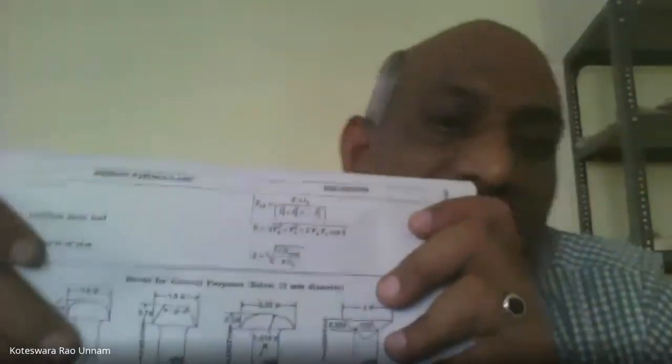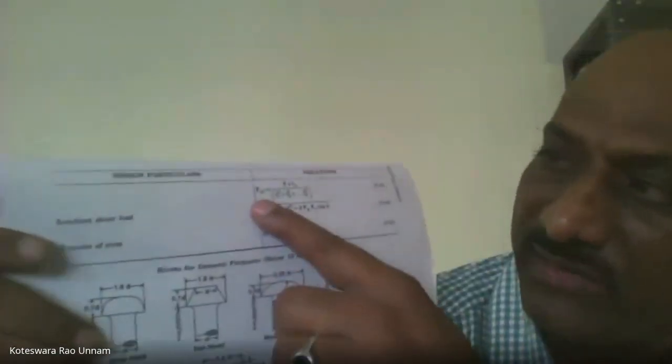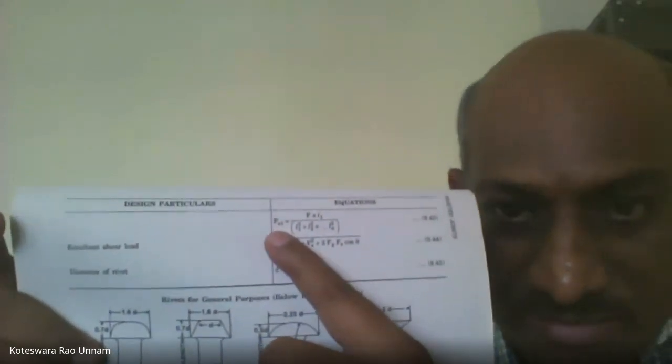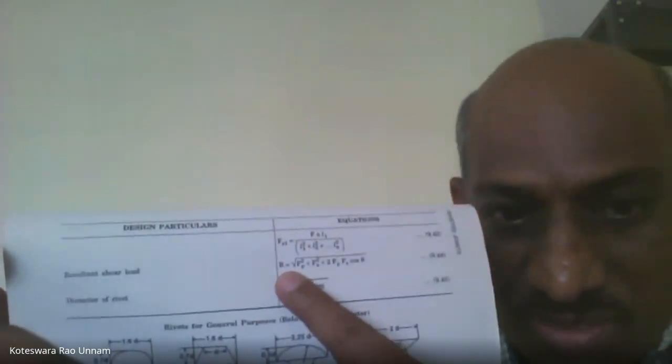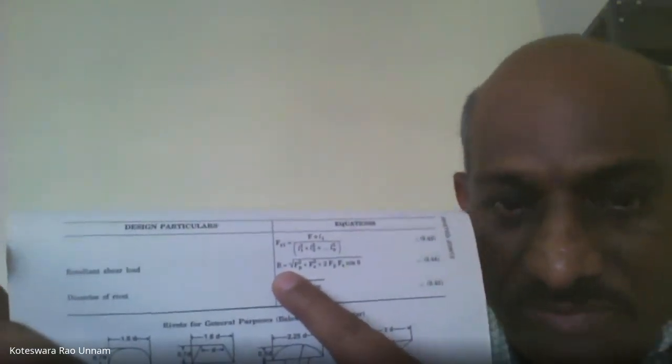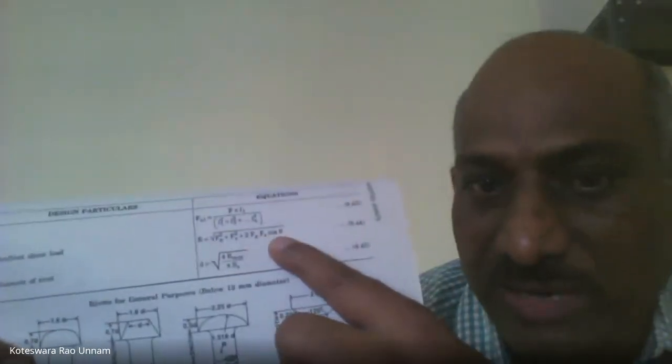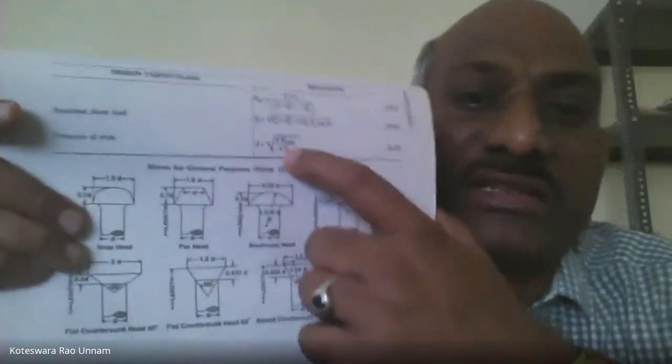Then if you turn to the next page, he has given the formula for the first rivet, what is the formula for Fs1? And similarly, he has given the formula for how you can find out the resultant shear force. So this is the formula for resultant shear load. Then he has given how we can compute the diameter also. So diameter of the rivet is square root of 4 times R max, that is the maximum resultant shear force, divided by pi into tau S, that means the allowable shear stress in the rivet.